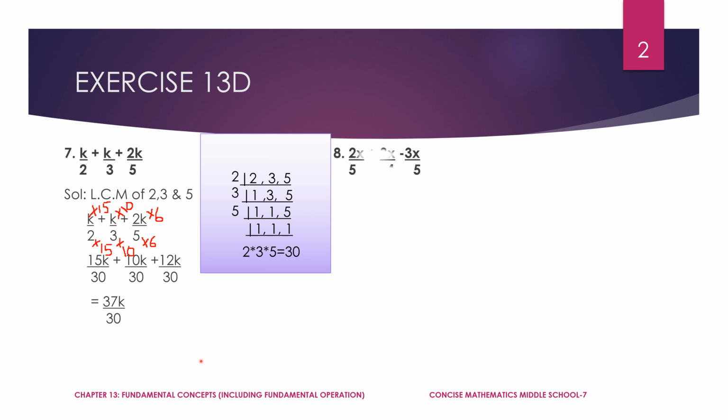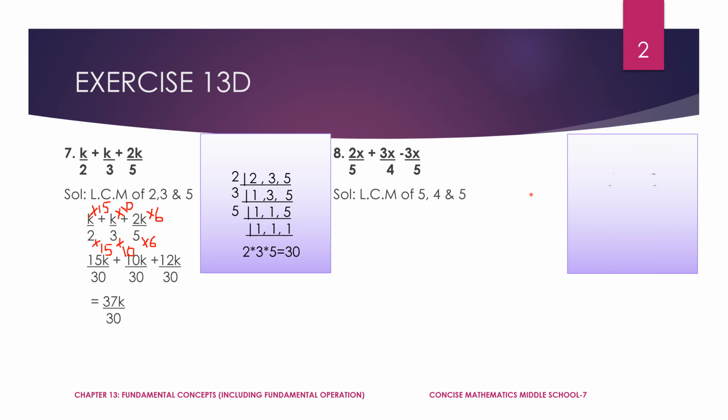Let's move on to the 8th question. 2x by 5 plus 3x by 4 minus 3x by 5. Even here the denominator is different, so we need to take the LCM. Even in some problems you may get braces, so check till the end of the video. I have explained how to solve a problem when there is a bracket, right?